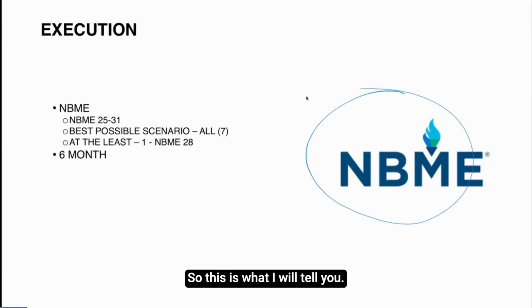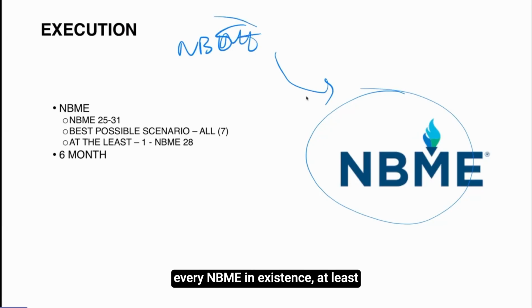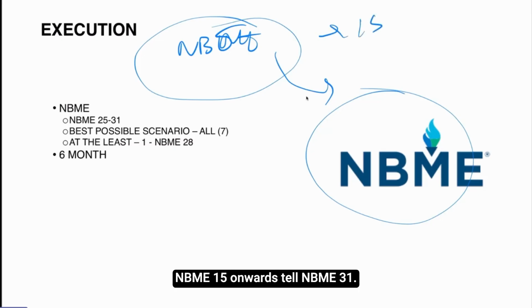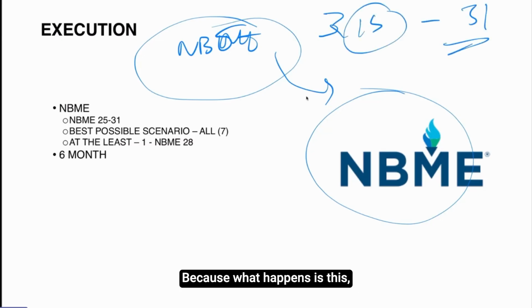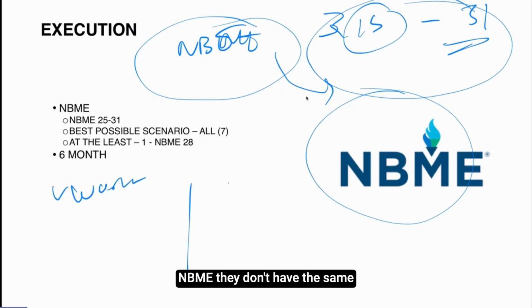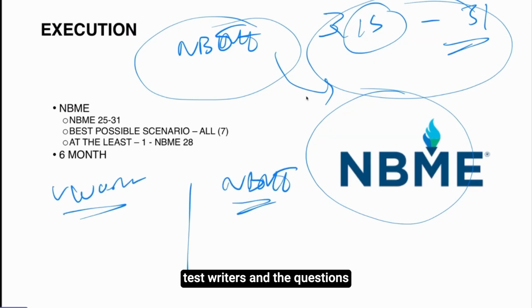So this is what I will tell you. One of the big strategies for anybody who scores really high on the USMLE is they do almost every NBME in existence, at least NBME 15 onwards till NBME 31. Because if you look at UWorld versus NBME, they don't have the same test writers and the questions aren't always the same. You will notice that UWorld at times for Step 1 is less convoluted than NBME, which is more complex. Because of that, your testing skills might not be calibrated to the same level for NBME after you've done UWorld.